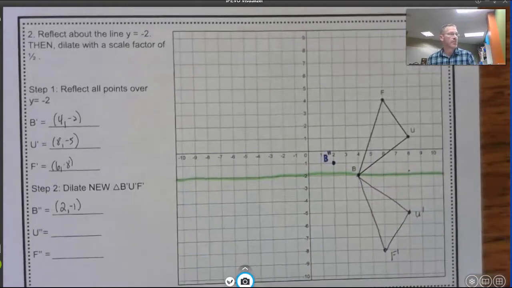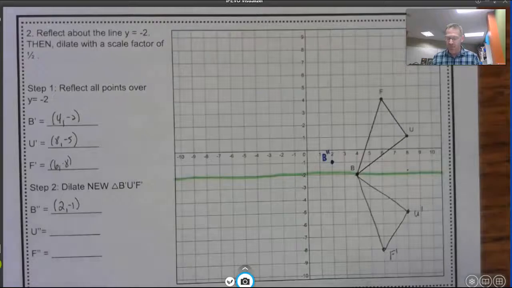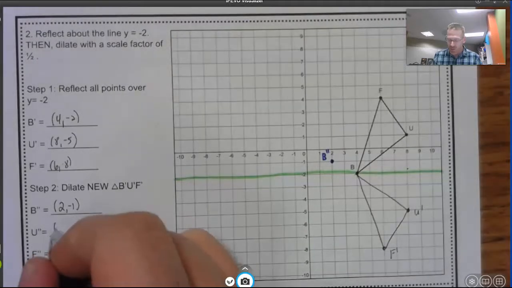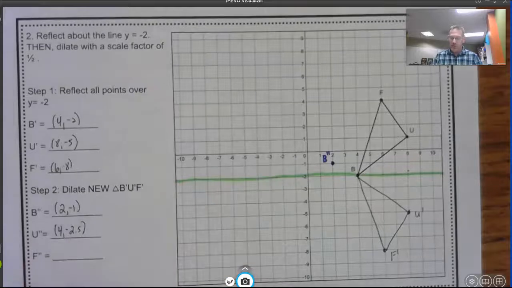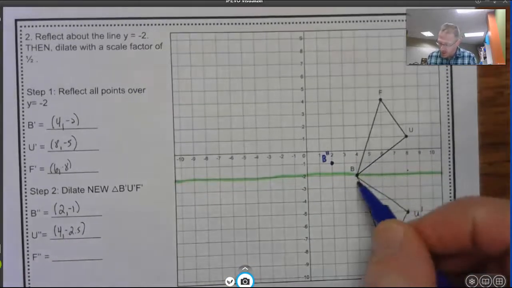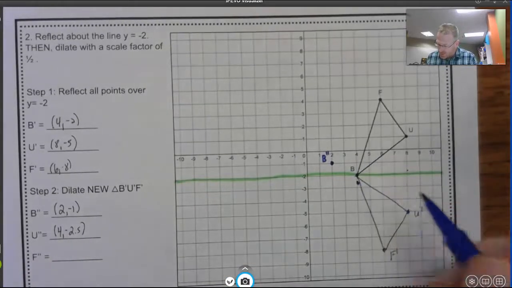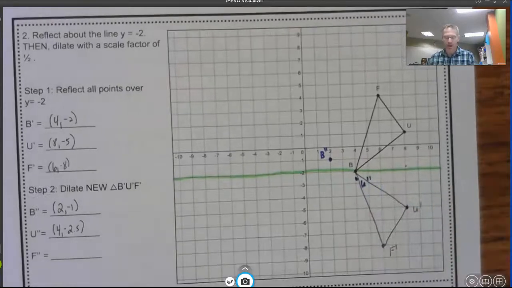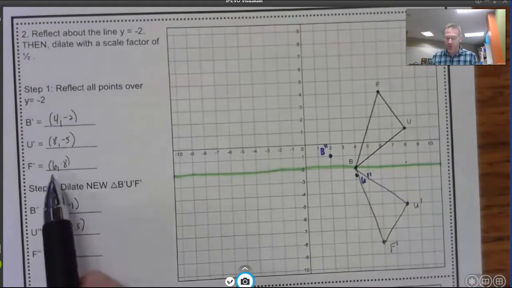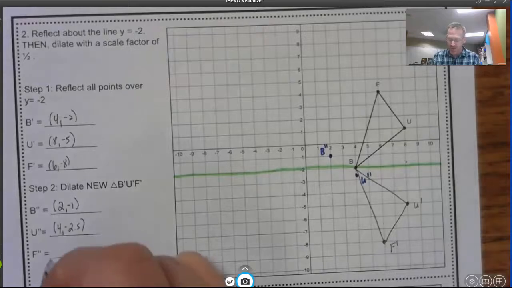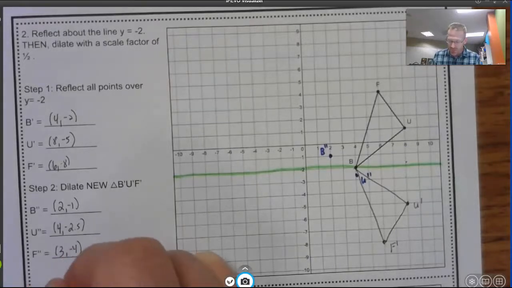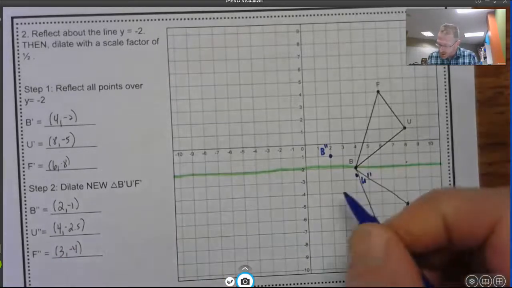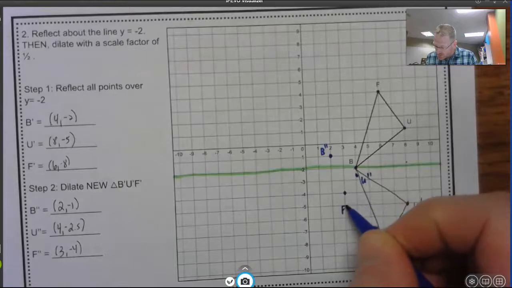I don't know if in the video that blue shows up well or not. We'll see. All right, U, if I do this by a scale factor of 1/2, U prime becomes (4, -2.5). So (4, -2.5), get a little crowded there, but we'll see. So U double prime. And then F double prime, if I do a scale factor of 1/2 to this, would become (3, -4). And then (3, -4) would be right there.